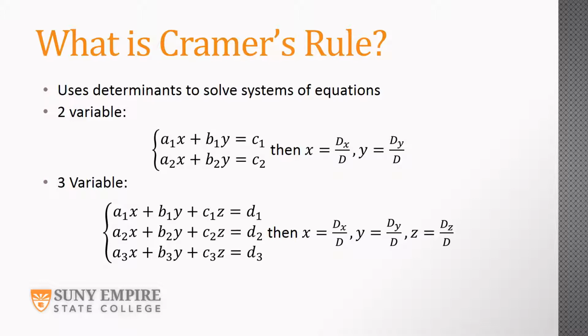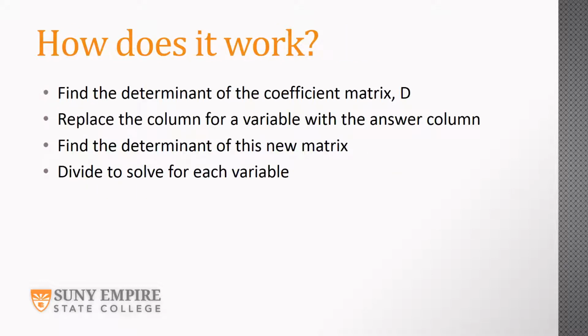But how do we find these d's? The basic method is the same regardless the number of variables. First, we need to find the d, which is the determinant of the coefficient matrix, which is formed by the coefficients of the equations when expressed in standard form. Then, for each variable, we replace the column of its coefficients with the column of the answers from the equations. We find the determinant of this new matrix. Then we complete the appropriate division to solve for each variable.